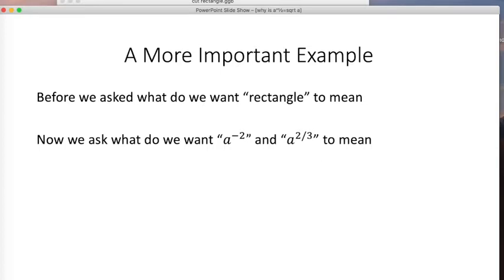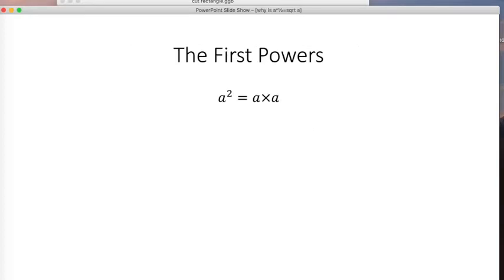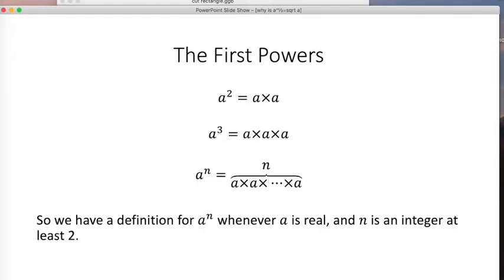Okay, well, let's see how we get to that question first of all. So we start out with defining just a squared as a shorthand way of writing a times a. And then we advance to a cubed being the shorthand way of writing a times a times a. And then we can say, okay, well, we'll have a to the n as the product of n a's. And so now we have a definition for a to the n whenever a is a real number and n is an integer that's at least 2.